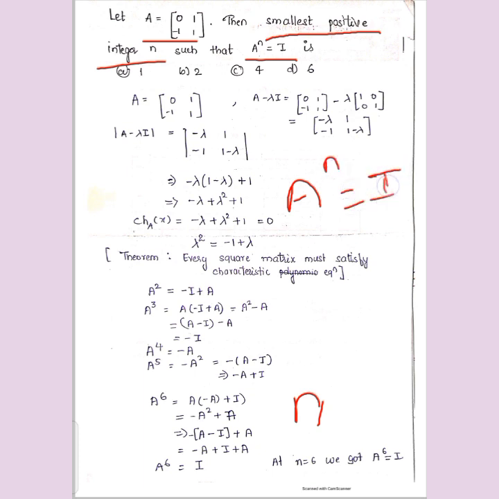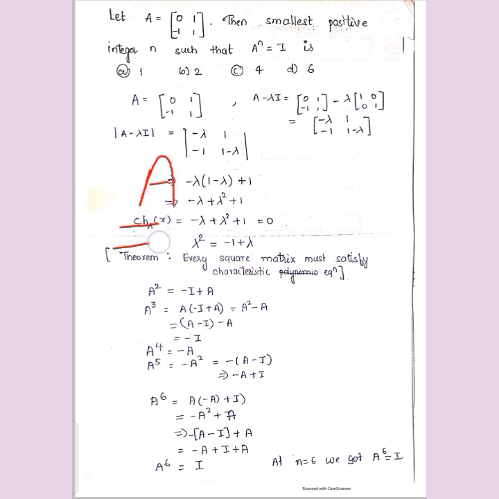So at what value of n will A raised to n be your identity matrix? It means how many times you have to raise the power of A so that you get the identity matrix. So we have to find out this n value. For that, the matrix is given to you. First of all, we have to find out the characteristic polynomial of the matrix.